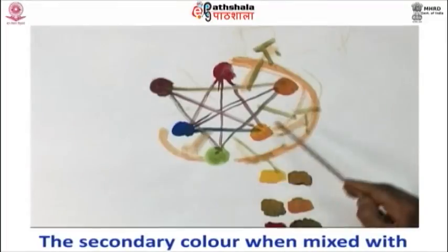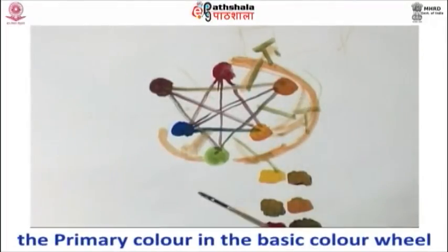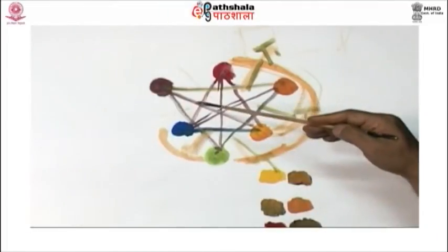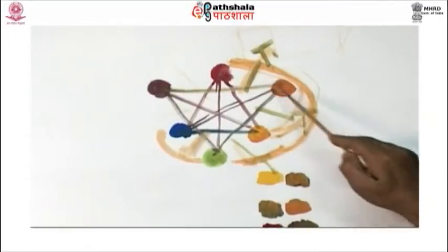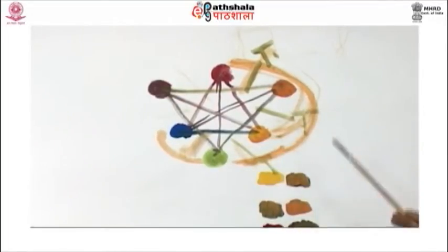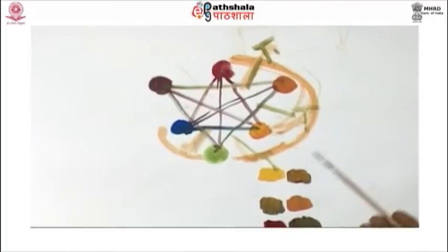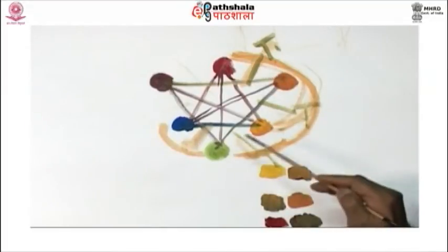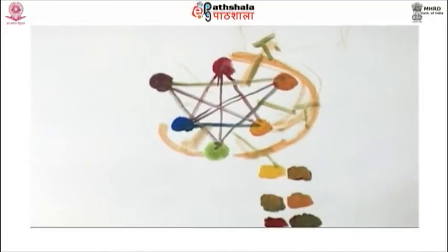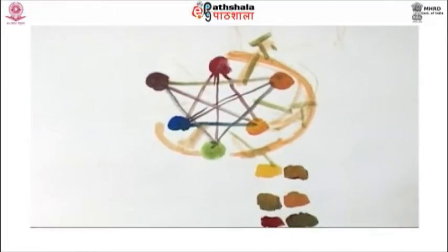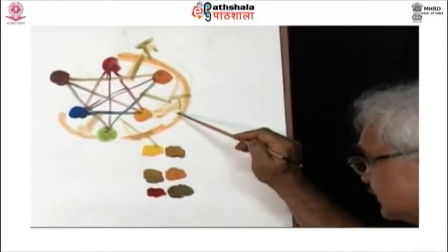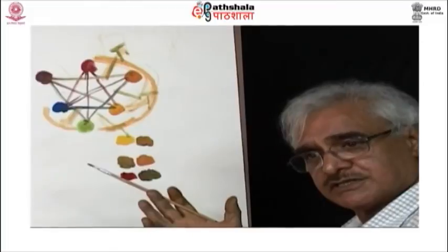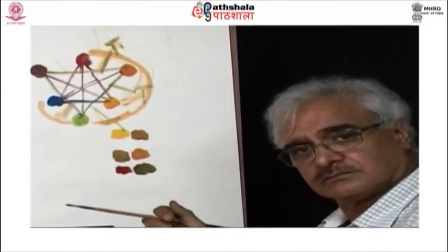Tertiary colors. The secondary colors, when mixed with the primary color in the basic color wheel, will form a tertiary color. For example, orange mixed with red forms a red orange, and the same orange mixed with yellow will give us yellow orange. Not an orange yellow. The primary color is always mentioned first. Following are the tertiary colors in the color wheel: red orange, yellow orange, yellow green, blue green, blue purple, red purple.